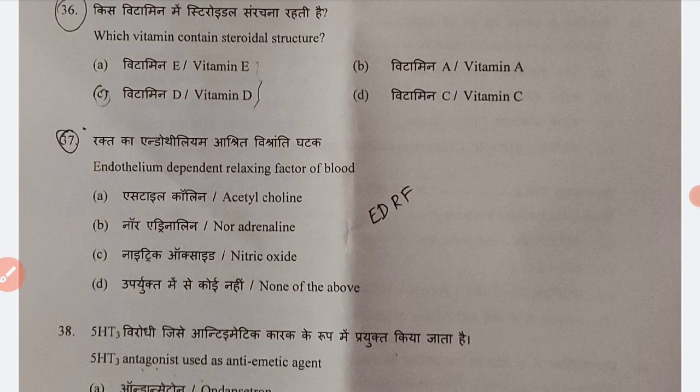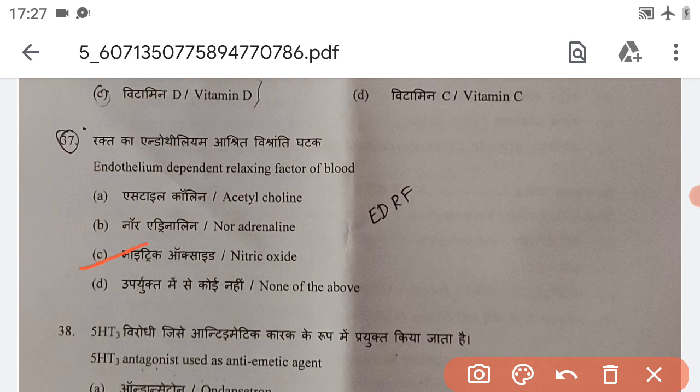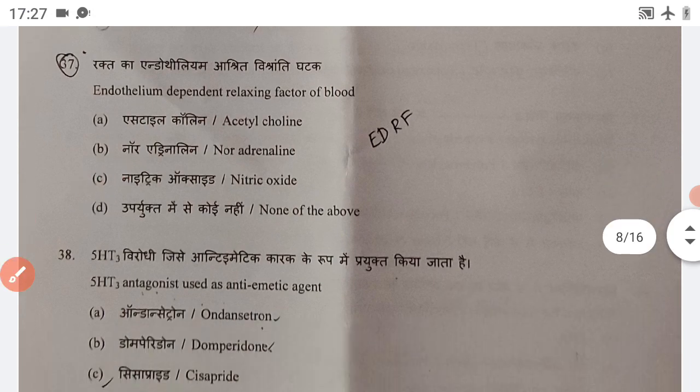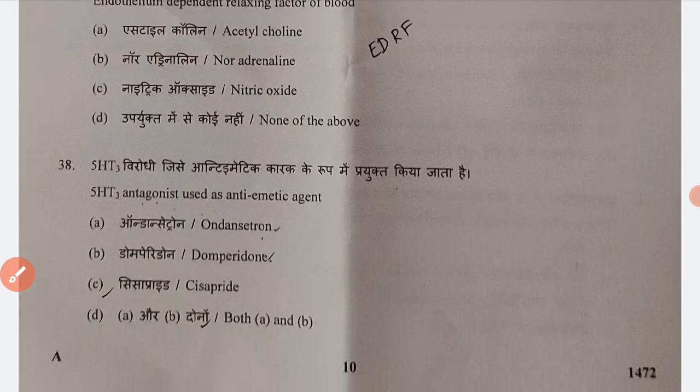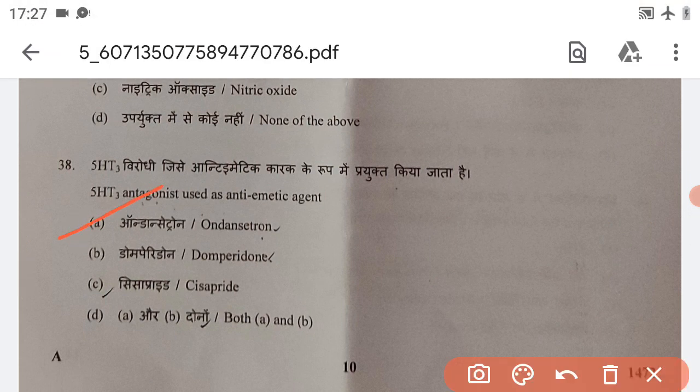Next, endothelium derived relaxing factor, EDRF in short. An example of EDRF is nitric oxide. Next, a 5-HT3 antagonist antiemetic agent is ondansetron. Setron is the example of a 5-HT3 antagonist.